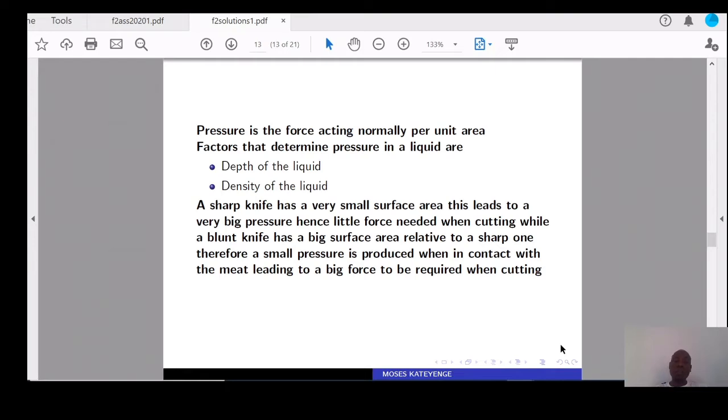This is because a sharp knife has a very small surface area. If it has a very small surface area, it means that the pressure that is going to be produced is going to be very high, and therefore little force is going to be needed when you're cutting the meat. That is for a sharp knife. But if you have a blunt knife, the surface area is going to be bigger relative to a sharp knife, and therefore the pressure that is going to be produced is going to be little, or low. So you have to use more force to make the knife cut.